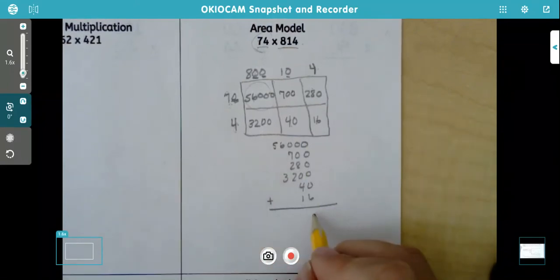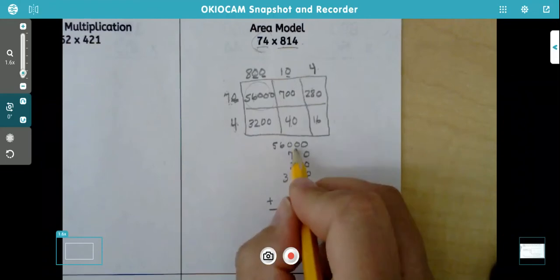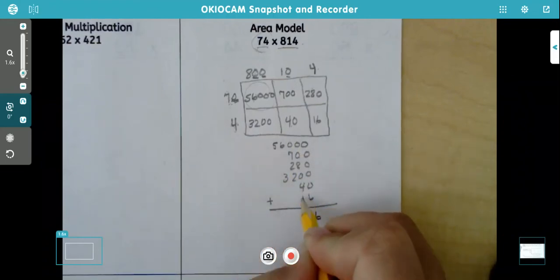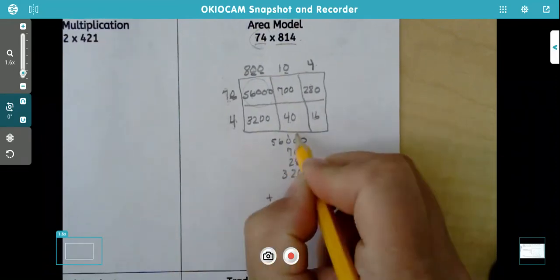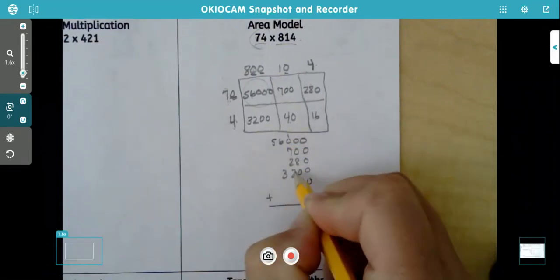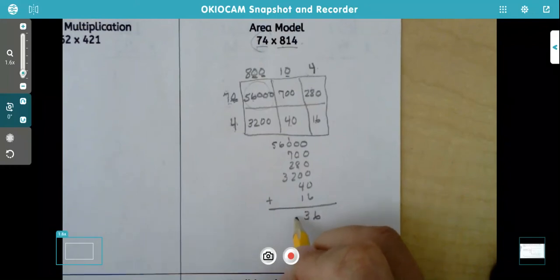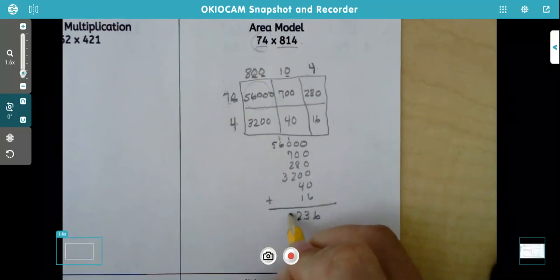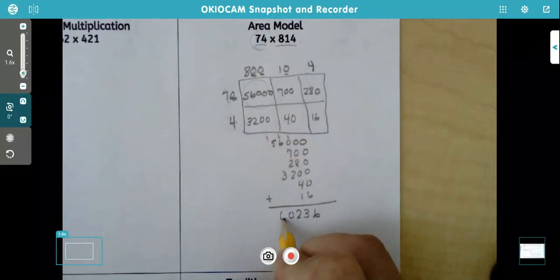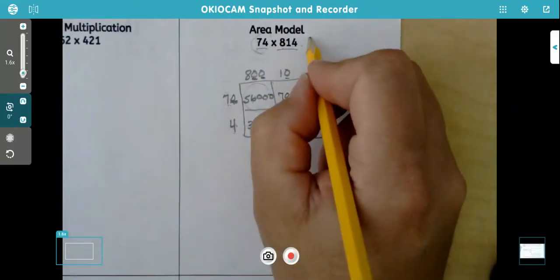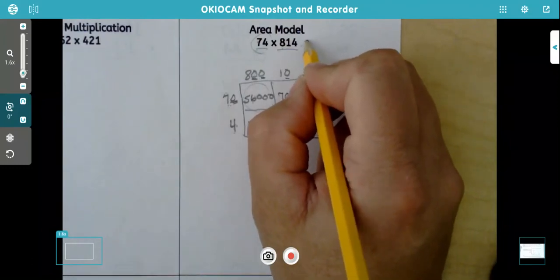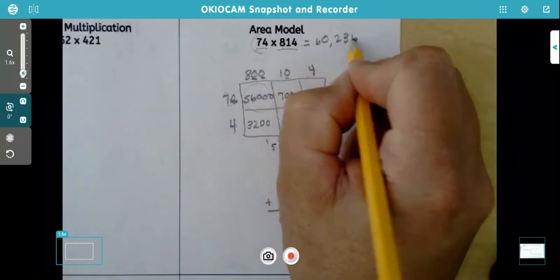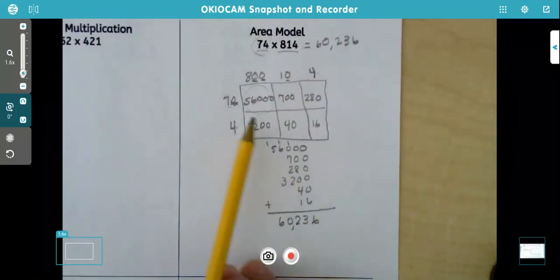I can add these together. All those zeros plus 6, 6. All those zeros, 8, 12. 8 plus 4 is 12, plus 1 is 13. 1 plus 7 is 8, plus 2 is 10, plus 2 is 12. Carry the 1. 1 plus 6 is 7, plus 3 is 10. Carry the 1. 1 plus 5 is 6. So 74 times 814 is 60,236. That's called the area model.